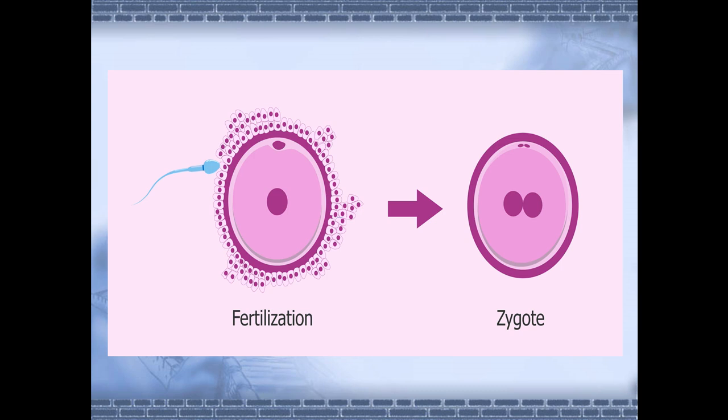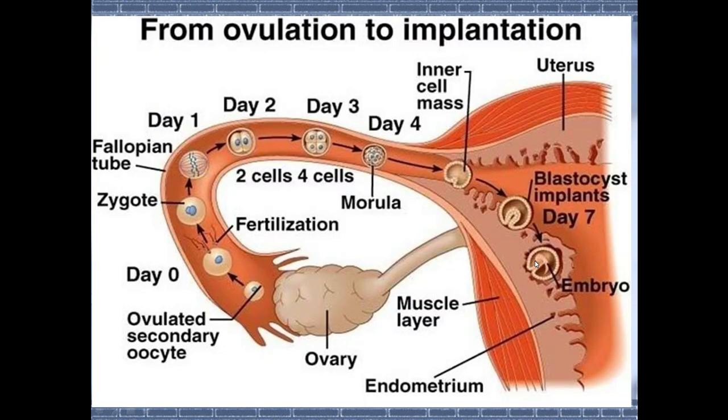So fertilization, the formation of the zygote. The whole thing is that you can see from this slide, the secondary oocyte is released, the fertilization takes place, then the formation of the zygote, then there are certain divisions, and finally there is implantation into the uterus. That is from ovulation to implantation.